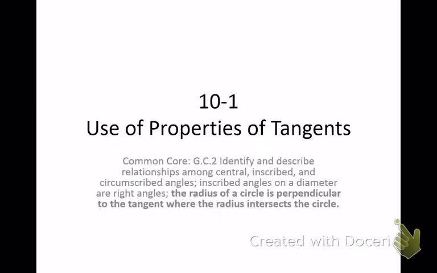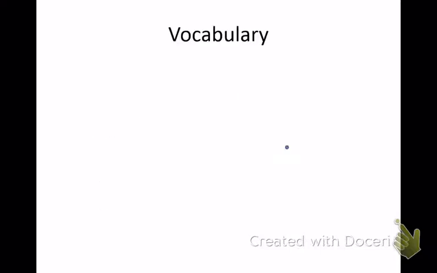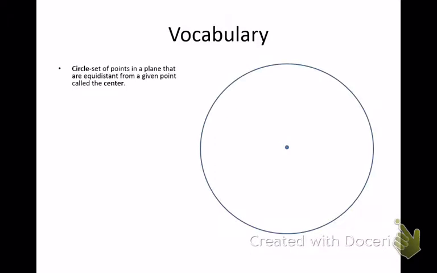Okay, circles, and there's going to be lots of angles and lots of segments that we're going to create and talk about. And so we've got to find a way to keep all that straight. Now, first things first: what is a circle? A circle is a set of points that are equidistant from a given point that we call a center.